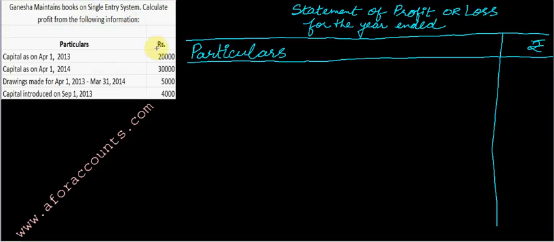Okay, particulars and amount. Capital as on 1st April 2013, 20,000. Capital as on 1st April 2014. Immediately when you get this 13 and 14, write this is the opening capital and this is the closing capital. In the question itself, write it. Drawings made from this to this. Okay, here this is the drawings. And capital introduced during the year. Okay, this is capital introduced.